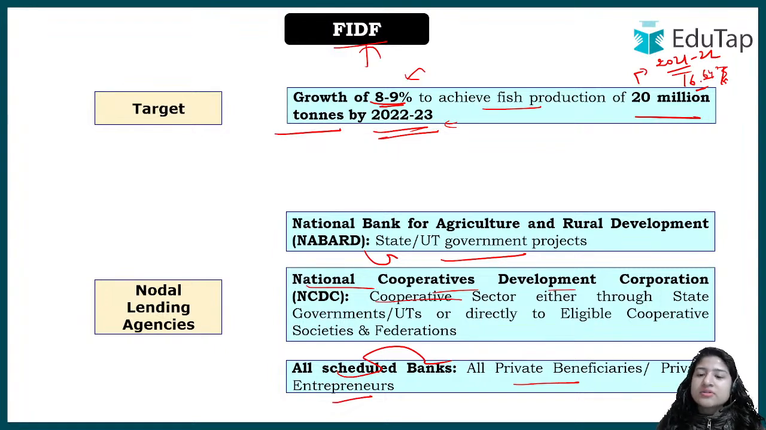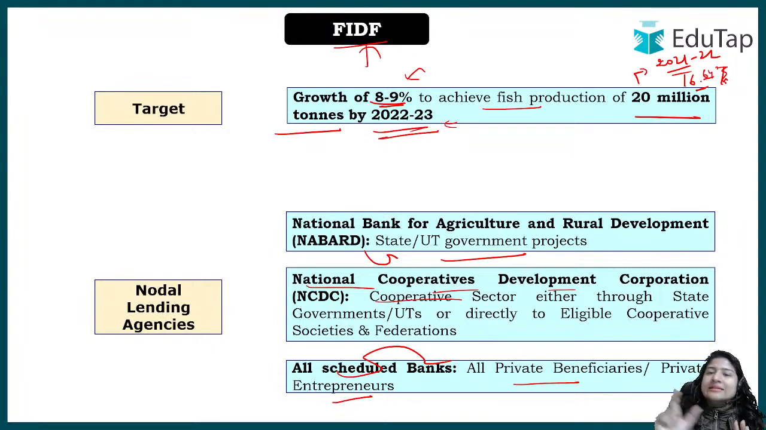NABARD will directly fund state and UT governments. All the cooperatives will go to the National Cooperative Development Corporation, and all the private beneficiaries and individual entrepreneurs can go to the scheduled banks. I hope it is clear till now. Just talk about the infrastructure development. The target was 8 to 9% of growth, 20 million by 22-23. Nodal agencies: NABARD directly will give to states and UTs, NCDC will give to the cooperatives, and the private players can go to the scheduled banks to claim the offer.